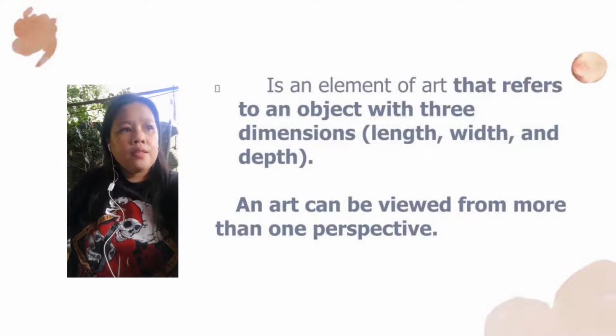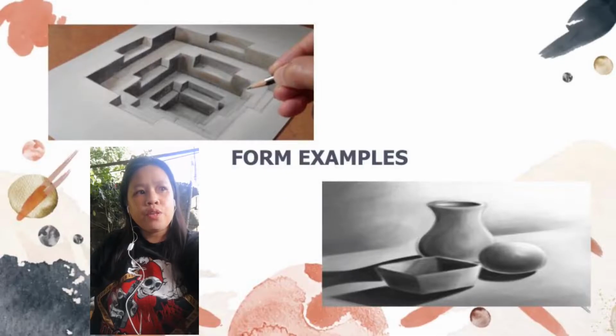So I have here some examples about form. So in figure number 1 as well as in number 2, pag visible gani or makita nimo ma-assess kung asa dira iyahang length, width as well as ang depth, that you are simply defining what a form is all about in an element of an art.